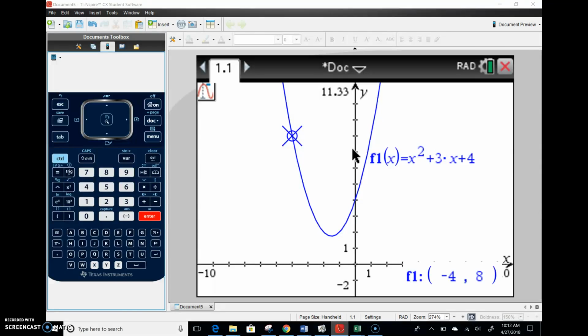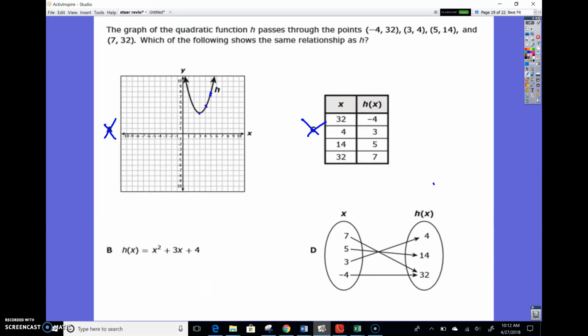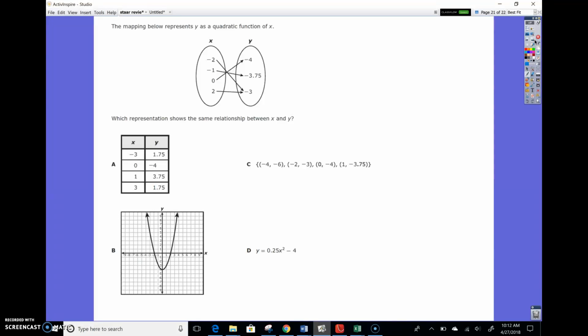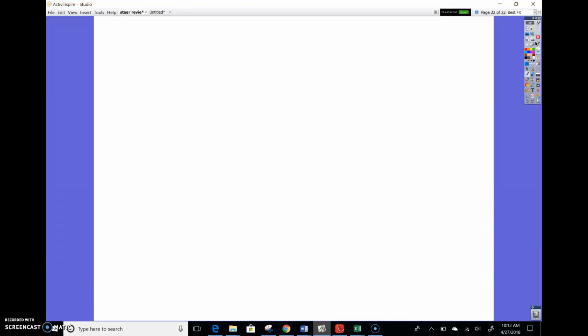And so the last thing that we do is we look at this. -4 is 32. That looks good. 3 is 4. That looks good. 5 is 14. That looks good. And 7 is 32. That looks good. So our answer is D. Let's try this one on your own. And this one, last one. Okay. Good.